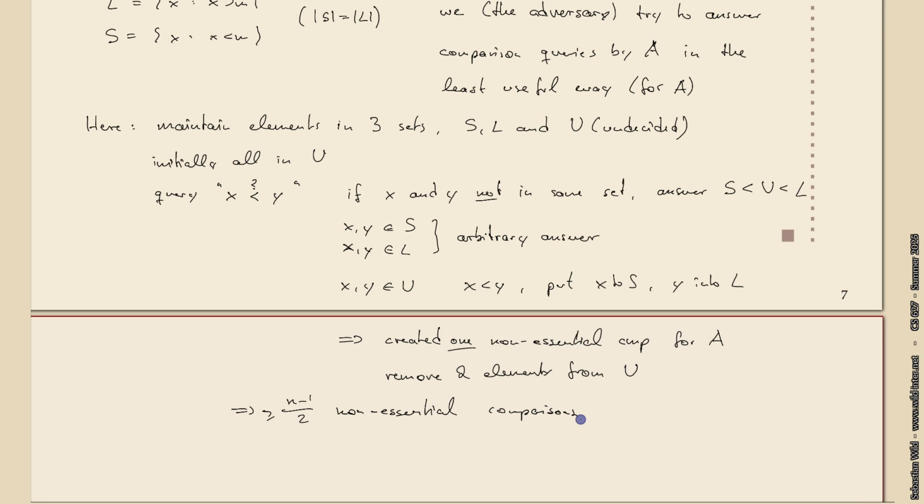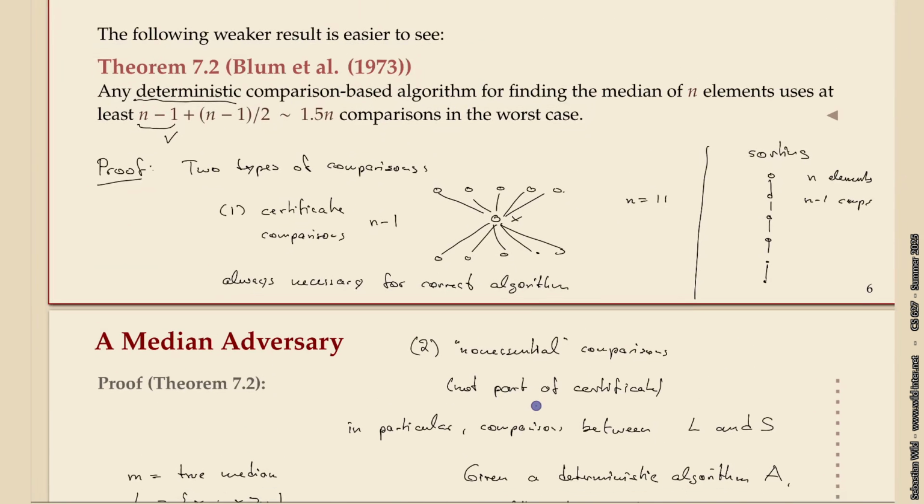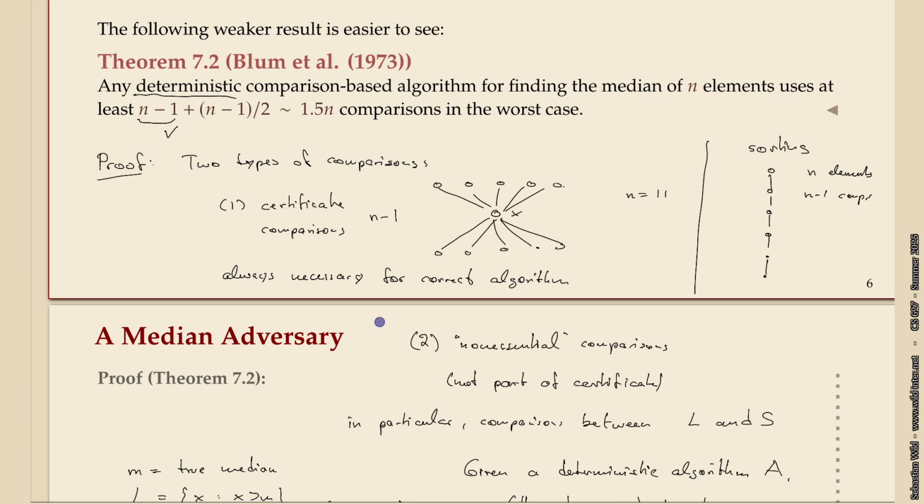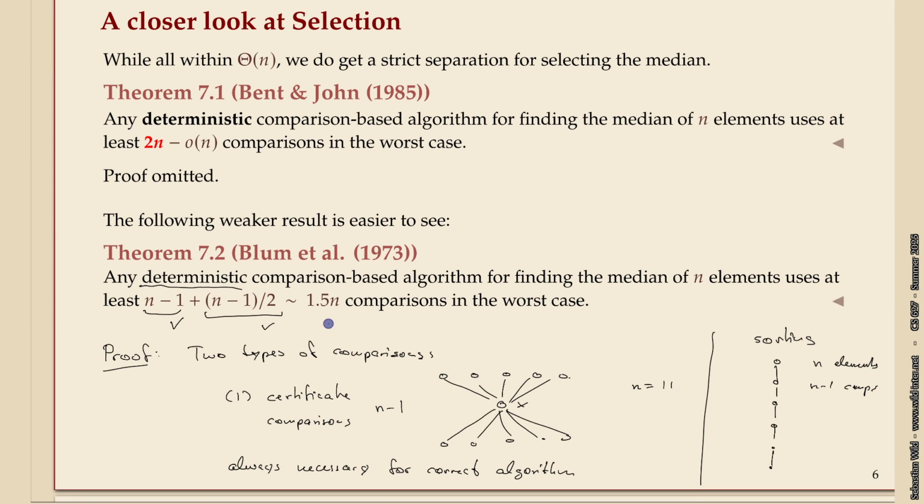So against this adversary, any deterministic algorithm will have to pay the certificate comparisons and at least n-1 half additional comparisons, which we turned into non-essential ones, but the algorithm couldn't have known. It's out of luck. This proves the 1.5n.